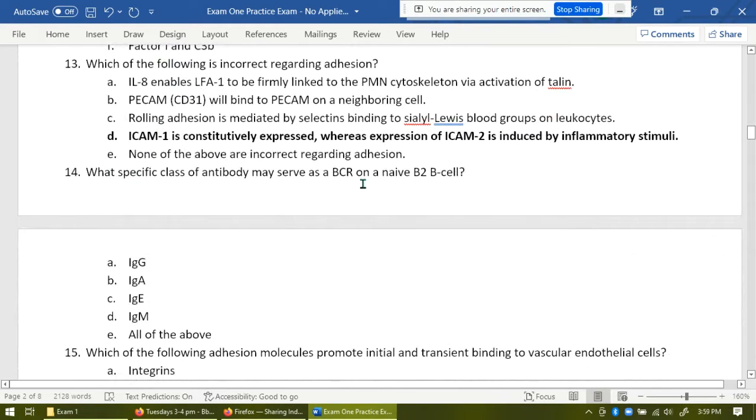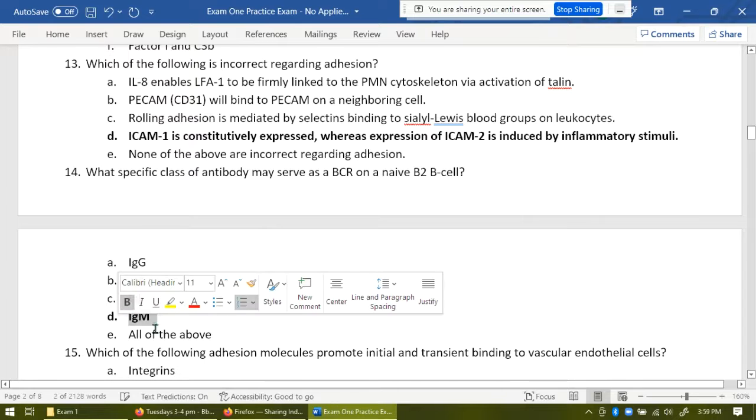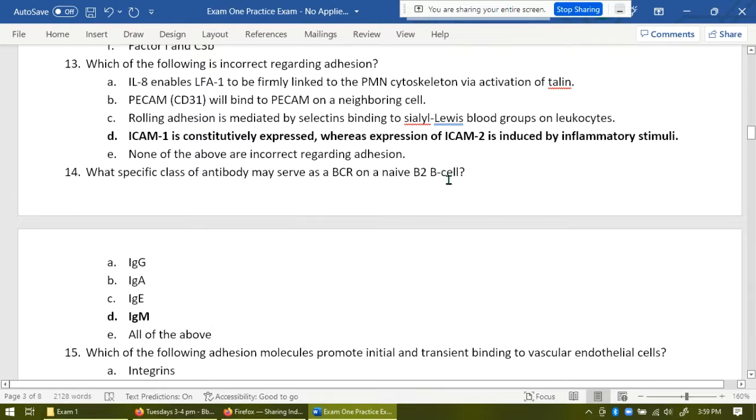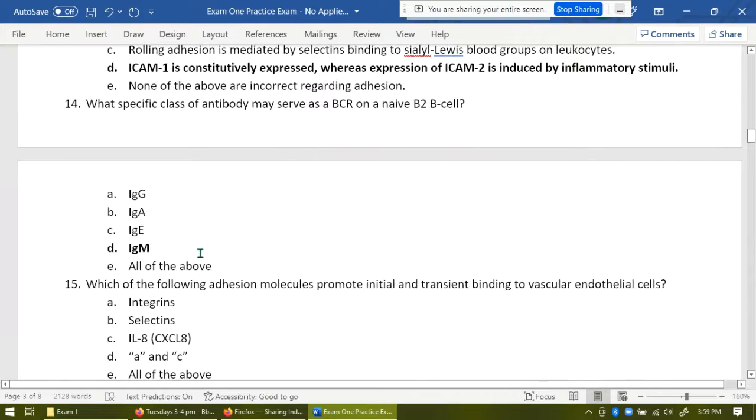What specific class of antibody may serve as a B cell receptor on a naive B2 B cell? Notice it's naive, okay? All classes of antibody can serve as a B cell receptor, but when it's a naive B cell, they express only IgM. These are B cells that have not encountered antigen before. They've not received T cell help. They've not presented antigen. They have IgM. They also have IgD, but that's not really as important as the fact that they have IgM.